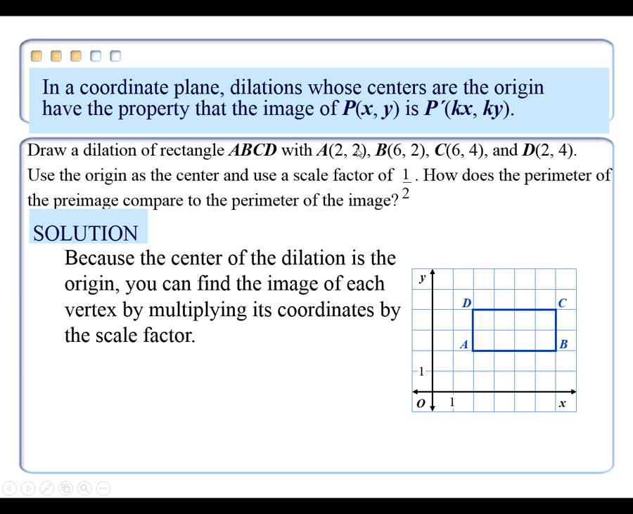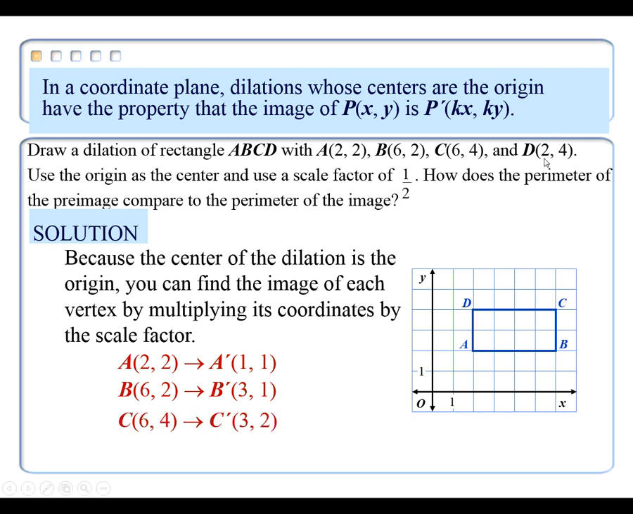So I'll be multiplying all my x's and y's by 1/2, which is the same as dividing by 2. Like the first one, 2 divided by 2 is 1, and 2 divided by 2 is 1. So my A prime would be 1, 1. My next one, 6 divided by 2 is 3, 2 divided by 2 is 1, so my next point would be 3, 1. My next point, 6 divided by 2 is 3, and 4 divided by 2 is 2. So my next point will be 3, 2. And my final point, 2 divided by 2 is 1, and 4 divided by 2 is 2. So my final point would be 1, 2.